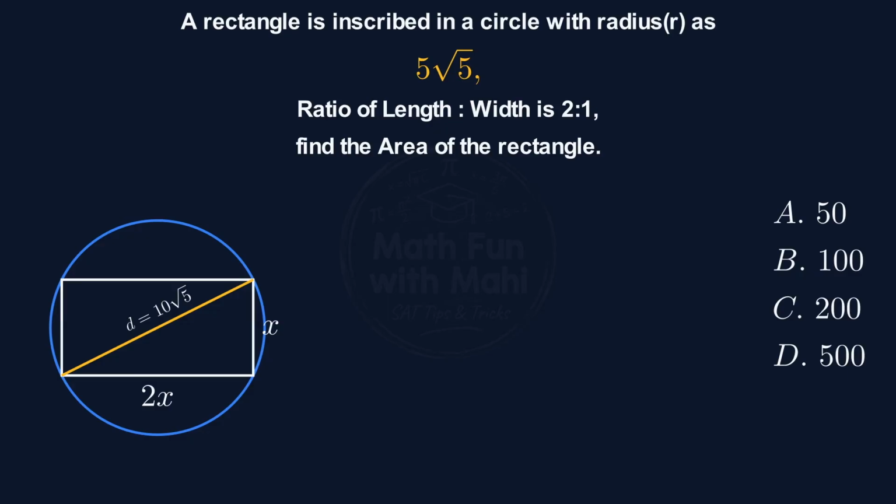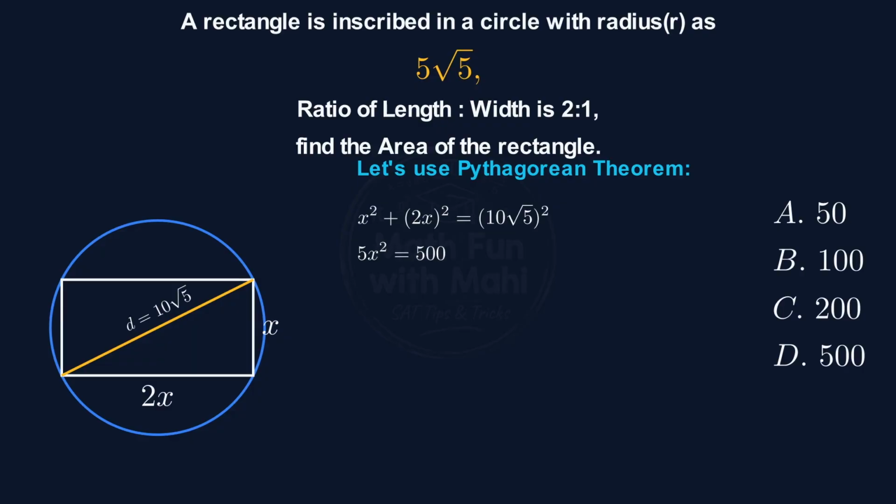Now we can use the Pythagorean Theorem to solve for x. a squared plus b squared equals c squared. Substitute our values. We get x squared plus (2x) squared equals our diagonal, 10 square root of 5, squared. Simplifying that gives us 5x squared equals 500. Divide by 5 and we see that x squared is 100, meaning x, our width, is 10.